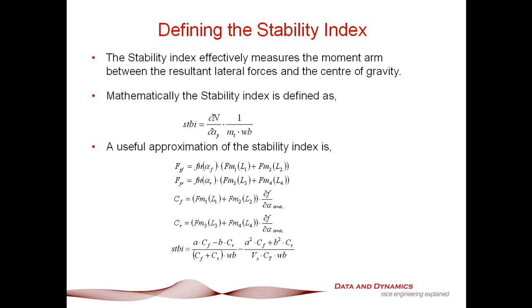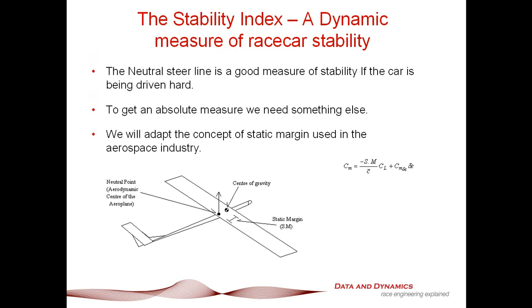But effectively, the way we measure the stability index is we measure the slope of the change in lateral moment over the change in lateral acceleration. That is basically the heart of what the stability index is, and that's where we get that measure of the difference between the center of the lateral forces or the center of aerodynamic forces from the CG.